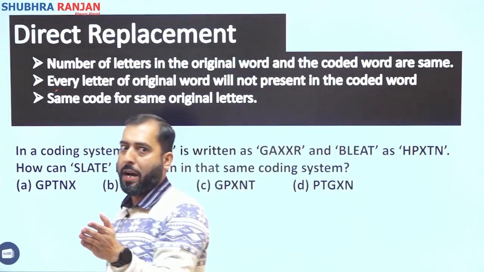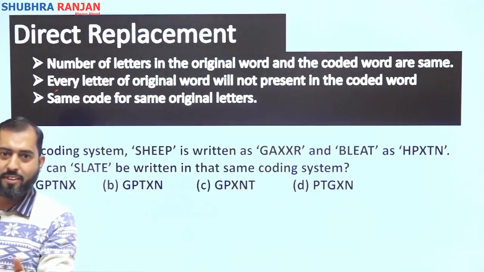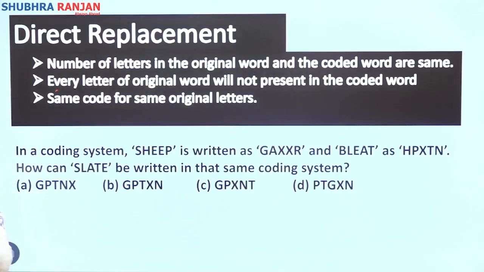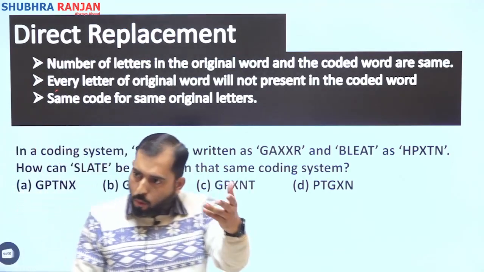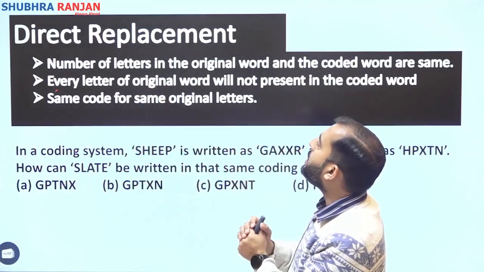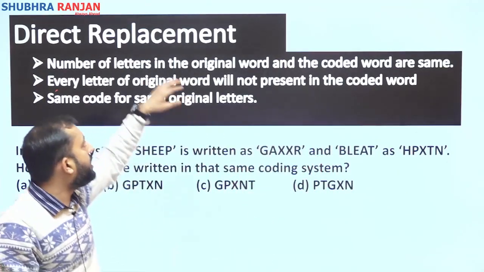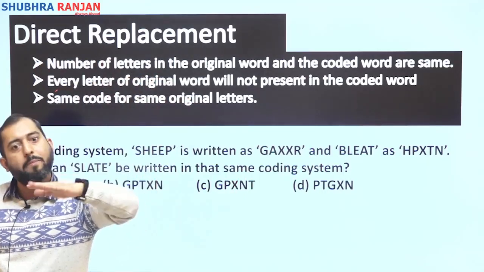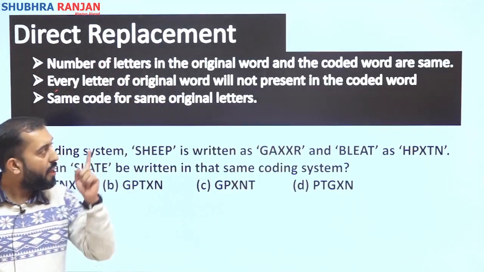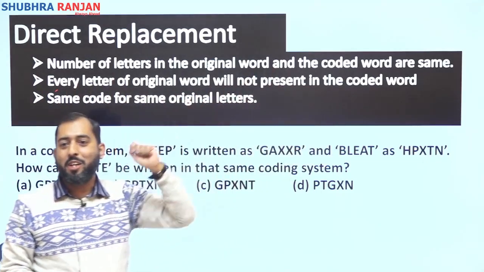Reasoning is more about practicing, so practice all the stuff in the classes itself. Right? Okay. I hope everyone has attempted it. Let me discuss it. So this is your type 2. Now, how to differentiate this type from type number 1? The first condition is that the number of letters in the original word and the coded word are the same. This first condition is the same as in the previous type. Now, second, every letter of the original word will not be present in the coded word.